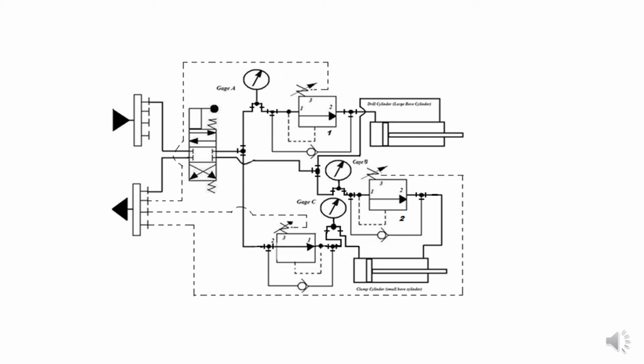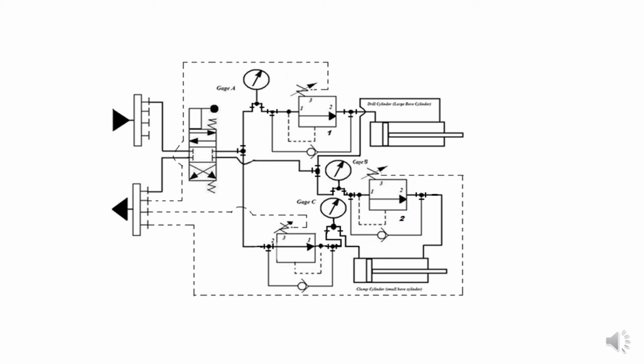Now, as you look at the circuit, when we want to extend the actuators, we push in on the lever, connecting port P to port A. When the oil comes out and hits the T-fitting, it splits off. It attempts to move upward, but that actuator cannot move because its flow path is blocked by a normally not passing sequence valve. Taking the path of least resistance, now the oil flow moves downward toward the reducing valve, and since it's normally passing, goes through the reducing valve, through gauge C, and into the cap end of the clamp cylinder. The clamp cylinder extends.